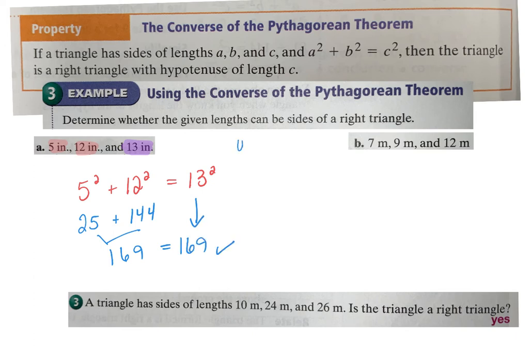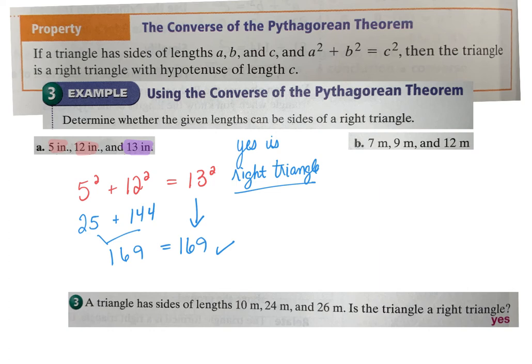Yes. So you would say, yes, this is a right triangle. Okay, yes it is. And so that's all the converse tells us. We can use it to figure out if we have a right triangle.